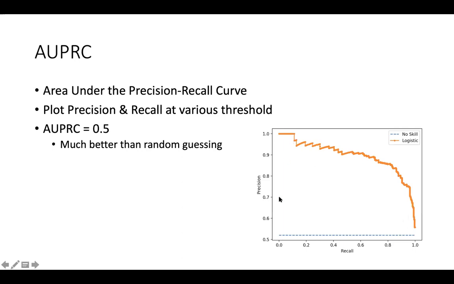So the curve looks a bit different from this one, and 0.5 AUPRC is not random guessing at all. Random guessing would actually be here, in this low line. If your precision is 0.5, then it's as good as random guessing. Whichever threshold you use, if your precision is always 0.5, it means that it is randomly guessing. So 0.5 AUPRC is actually a very good score. It's way better than random guessing.